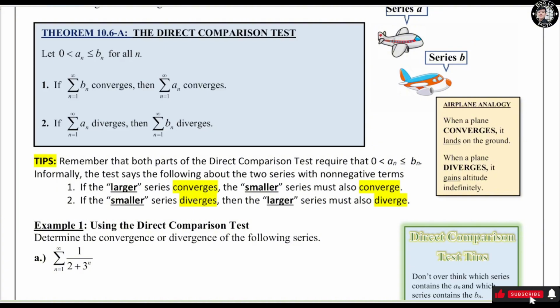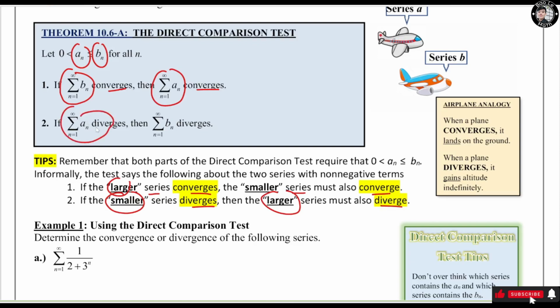I have a tip for you to memorize this theorem. If the larger series converges, the smaller series must also converge, right? We look at this one right here, b sub n is larger than a sub n, so if the series b sub n converges, then the smaller series a sub n converges. Now the second one: if the smaller series diverges, then the larger series must also diverge. Now we look at this one right here, the smaller one diverges, then the larger one diverges, right?